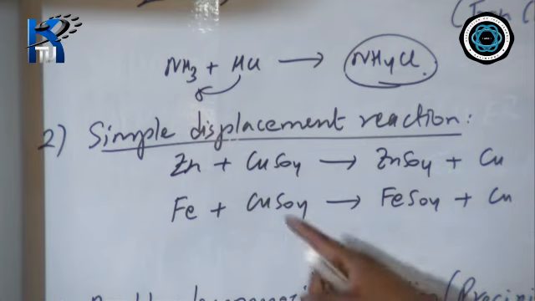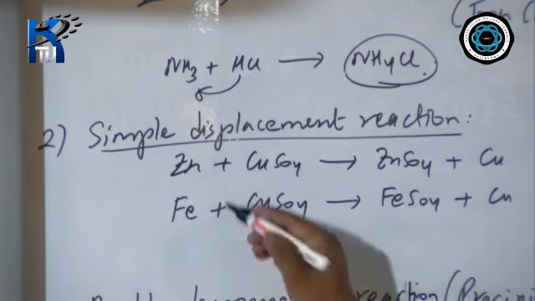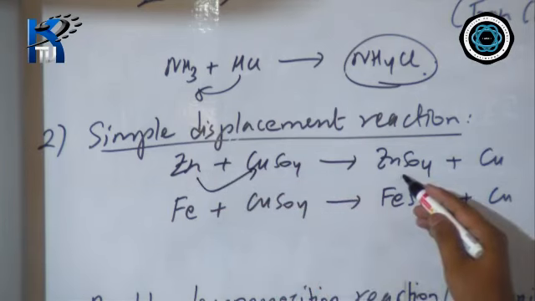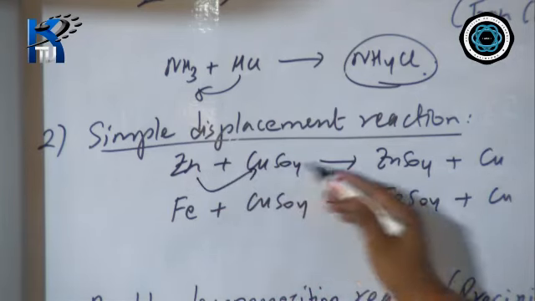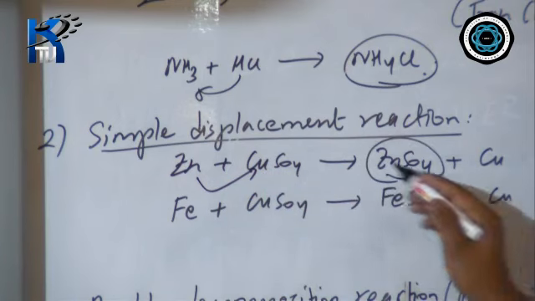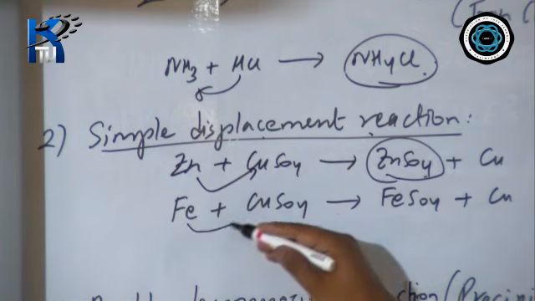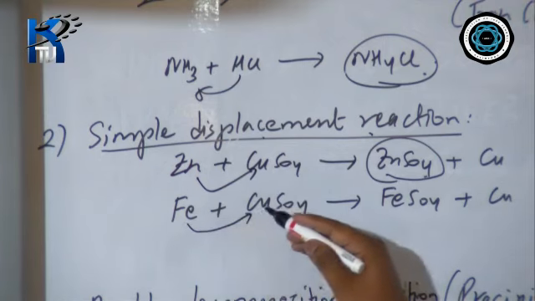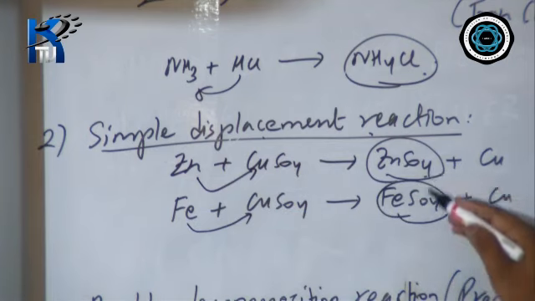If you remember the reactivity series, or if you don't remember, you just go through it. Zinc is more reactive than copper, whereby zinc will displace copper, and you get zinc sulfate, copper comes out, because zinc is more reactive, it displaces copper. So zinc sulfate is a salt formed by simple displacement reaction. Another example, iron is also more reactive than copper, so iron will displace copper to form ferrous sulfate. Copper will come out. So these two are the salts formed by displacement reaction, and there are many other reactions.